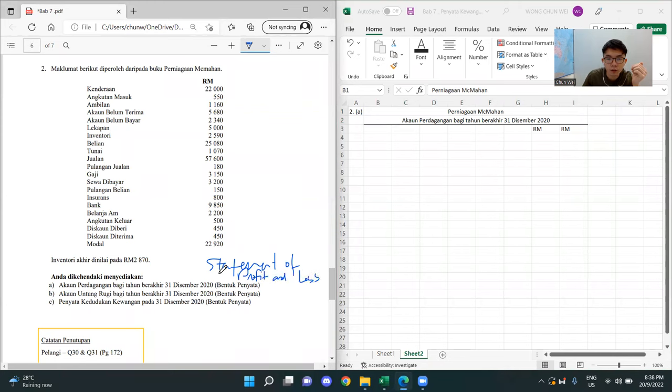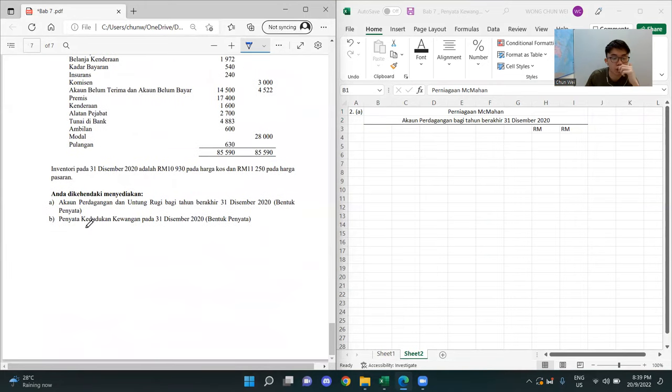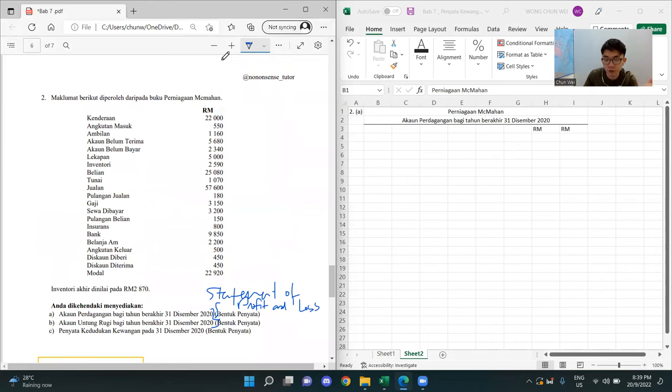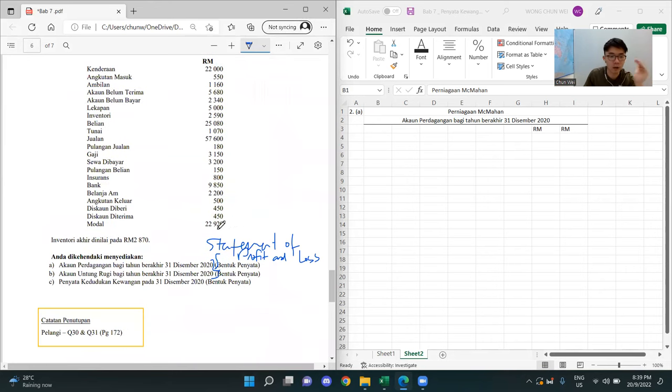And this is for these two. Because when you go later, you see that we normally combine account perdagangan dengan account untung rugi. Okay, macam soalan tiga ni, so they straight away ask you to do account perdagangan dan untung rugi. You just combine together. Alright, but now because we are still learning, we're going from A to B to C. Therefore, I break down to account perdagangan, lepas tu account untung rugi for you to do.